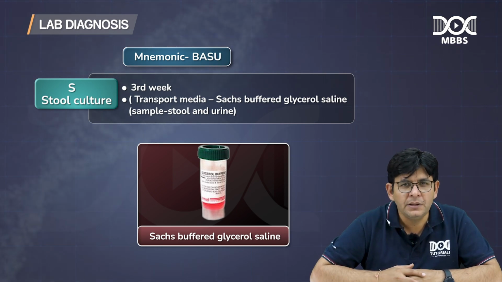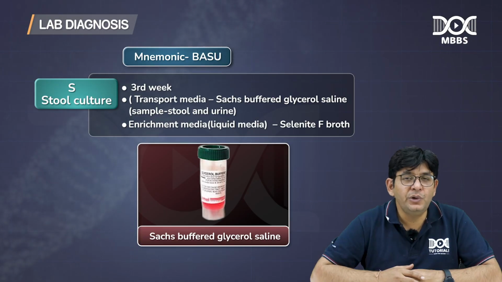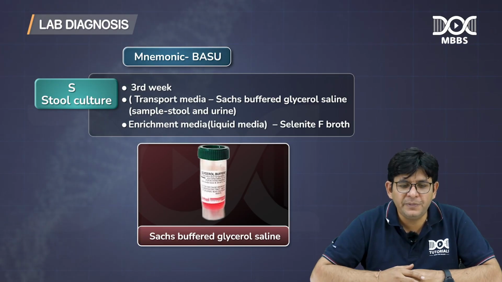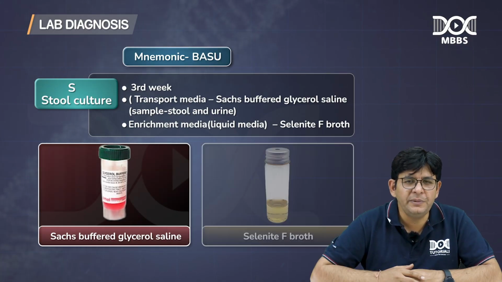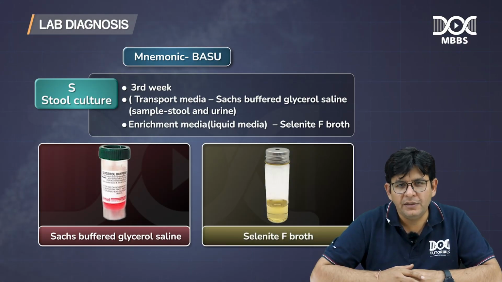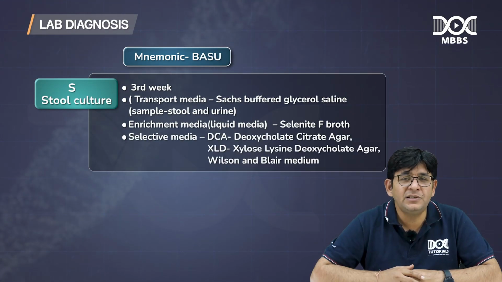And what is the sample? Stool and urine. Okay. And what is the enrichment media? You should know what enrichment is. Enrichment is a liquid media which is used to enrich these particular organisms. So the enrichment media is selenite F broth. Okay, which is the enrichment media? Selenite F broth.